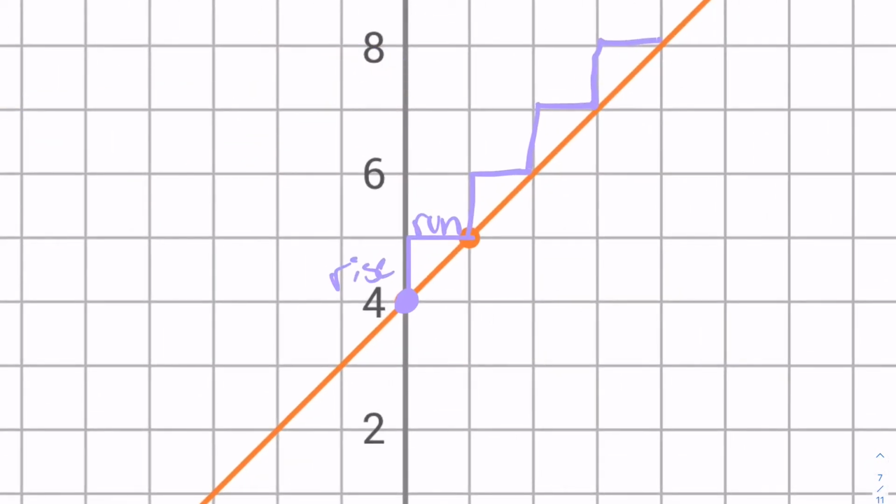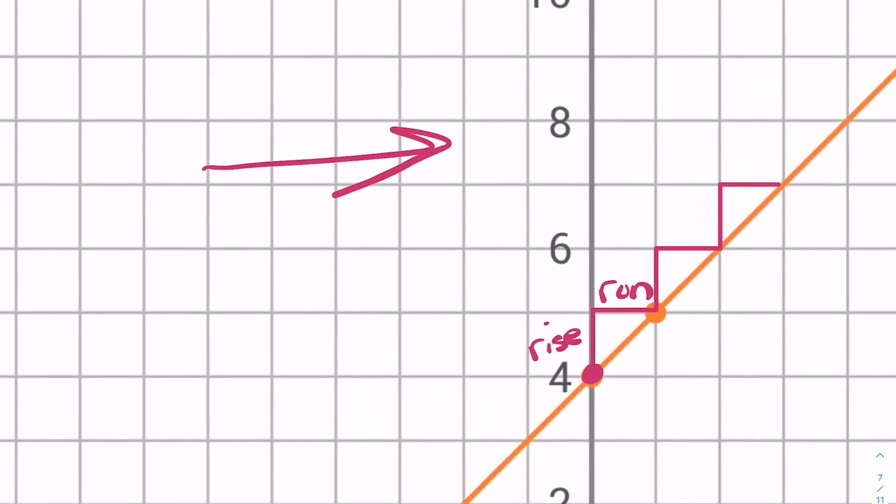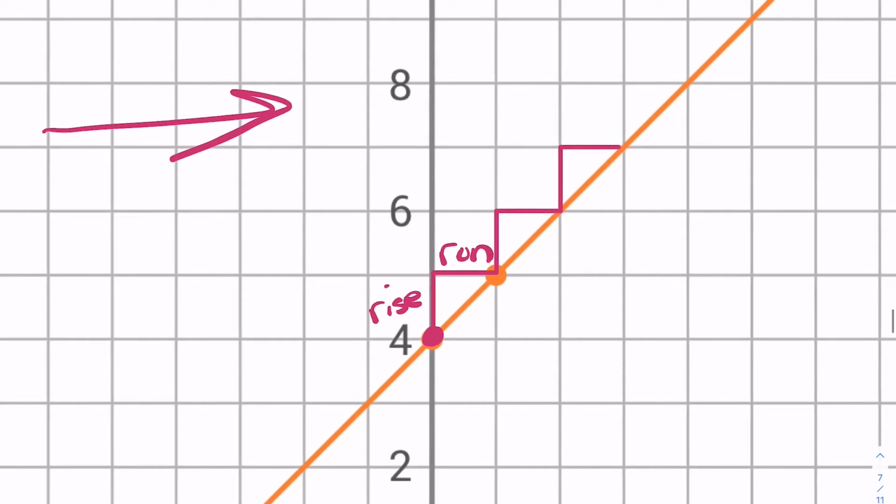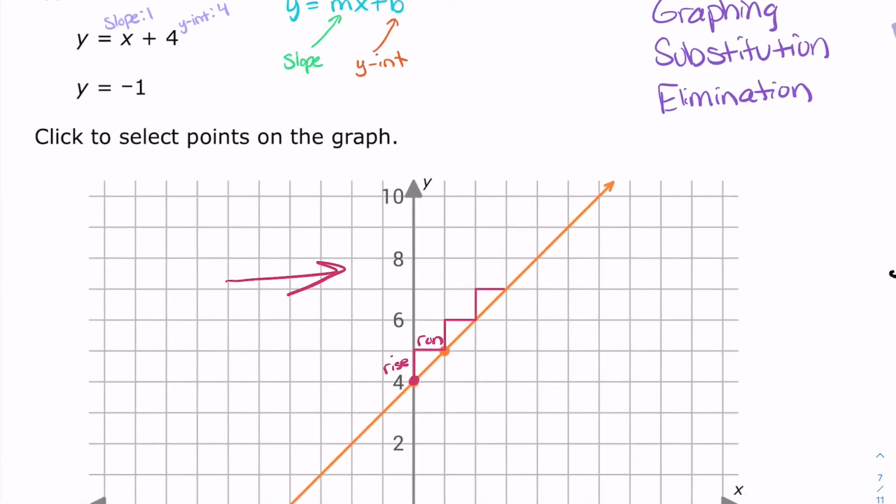Let me pick a different color because this is kind of hard to see. Let me label rise over run again real quick. Okay, so here's my rise over my run, and we read from left to right. All right, that's the first one.